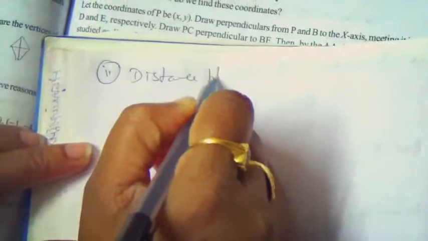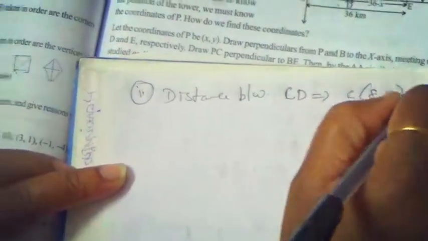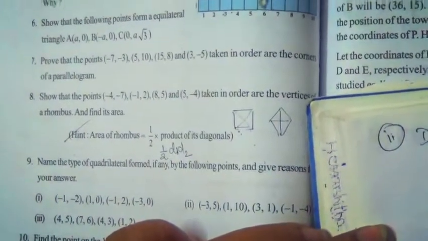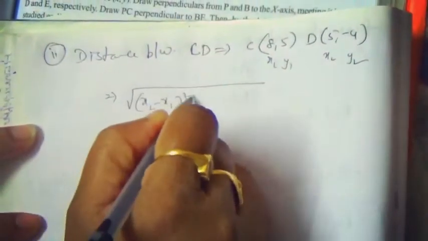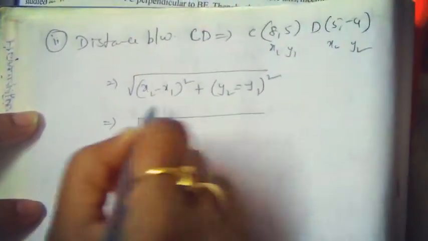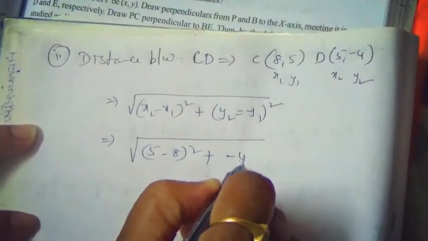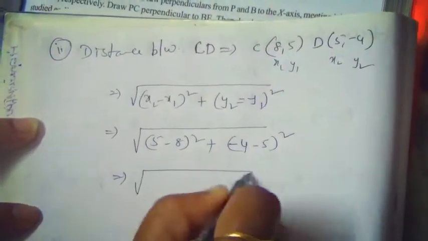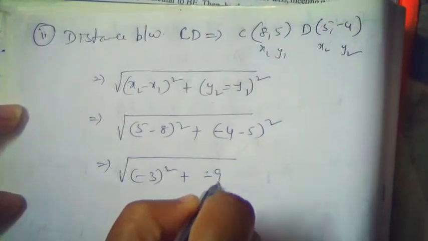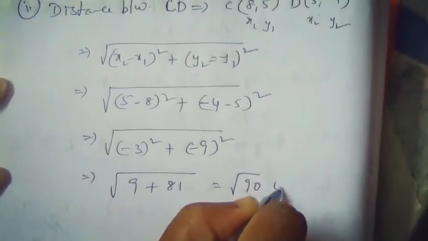That is the third one, distance between C, D. What is C? 8, 5. What is D? 5, minus 4. So let us take the values as x1, y1, x2, y2. Square root of (x2 minus x1) whole square plus (y2 minus y1) whole square. That implies square root of (5 minus 8) whole square plus (minus 4 minus 5) whole square. That implies square root of (minus 3) whole square plus (minus 9) whole square. That implies square root of 9 plus 81, that implies square root of 90 units.